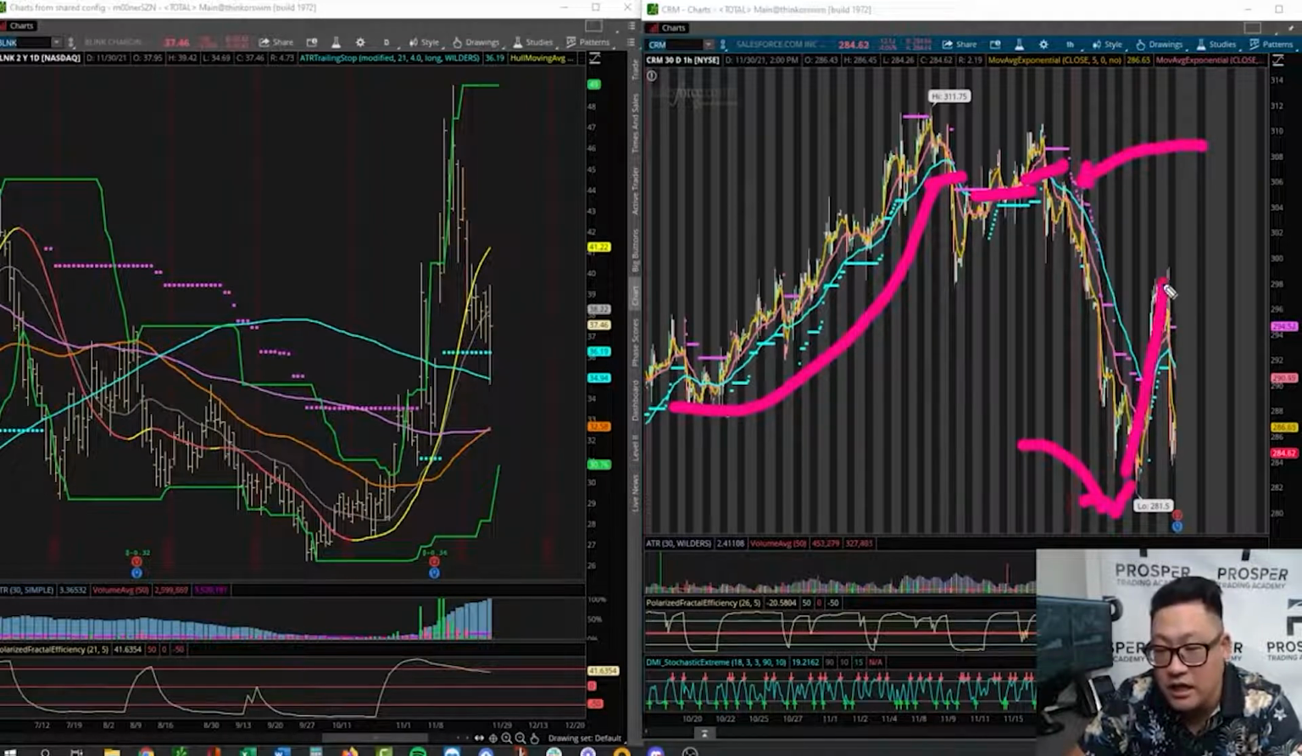Now, it actually did rebound and cross over and came back down. So this, at best, would have been a scratch trade, maybe a small loss. But all in all, you could see how to take full advantage of the actual trends and swings.